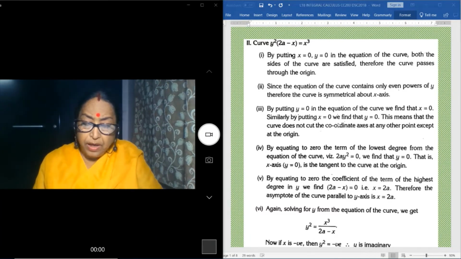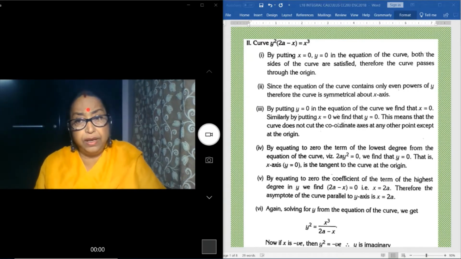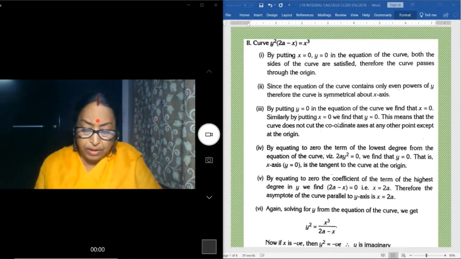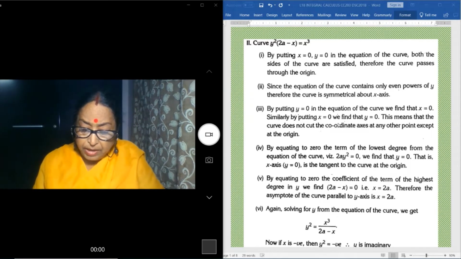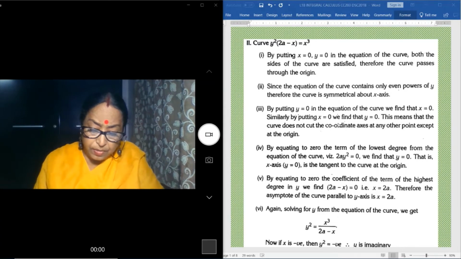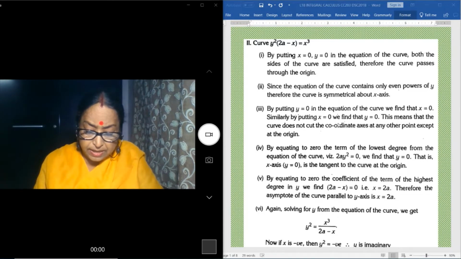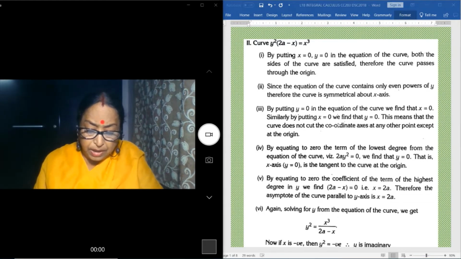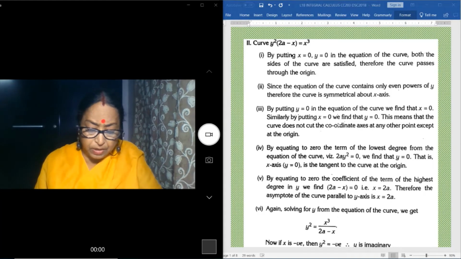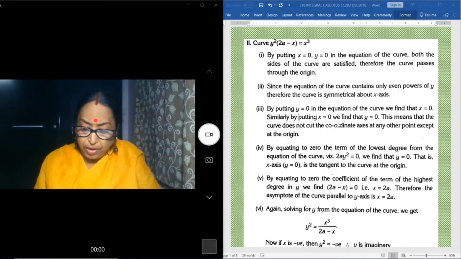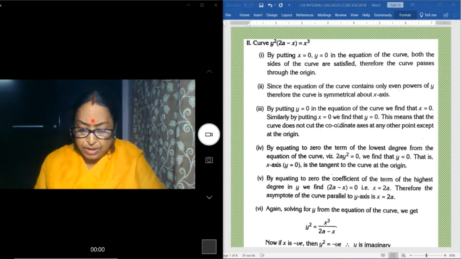But here, y contains only the even power and x does not. Since the equation of the curve contains only even power of y, the curve is symmetrical about the x-axis. Number 3, putting y is equal to 0 in the equation of the curve, we get x is equal to 0. This means that the curve does not cut the coordinate axis at any other point except at the origin.